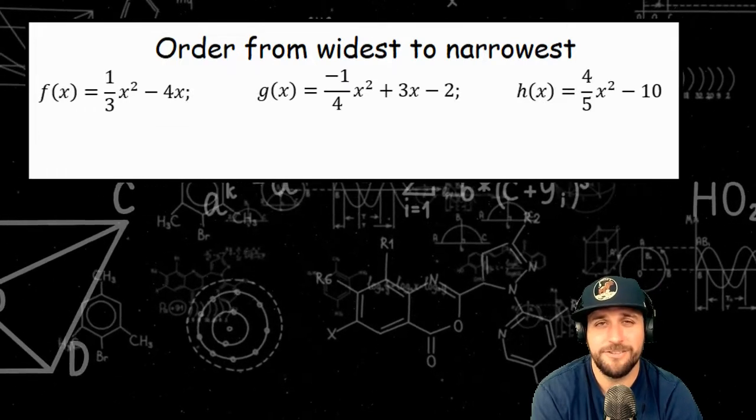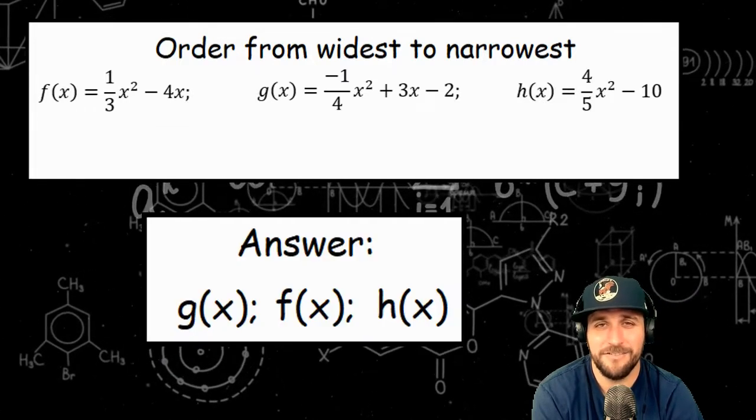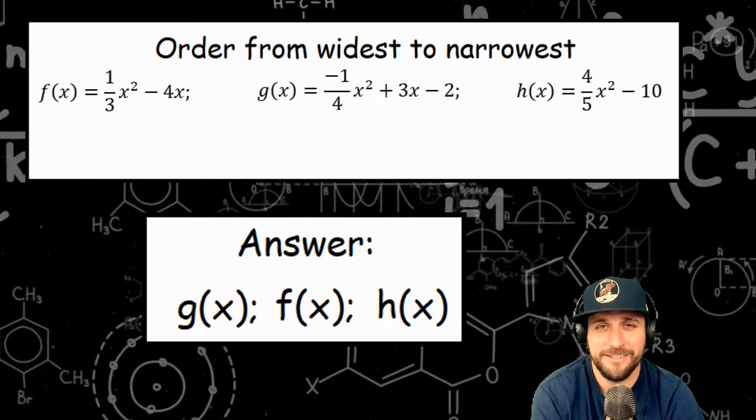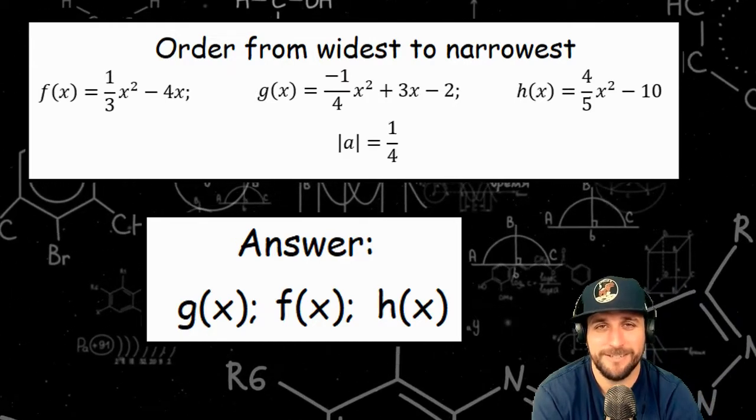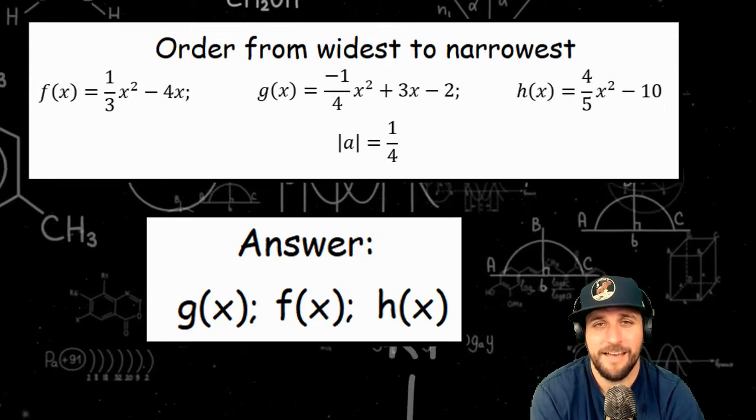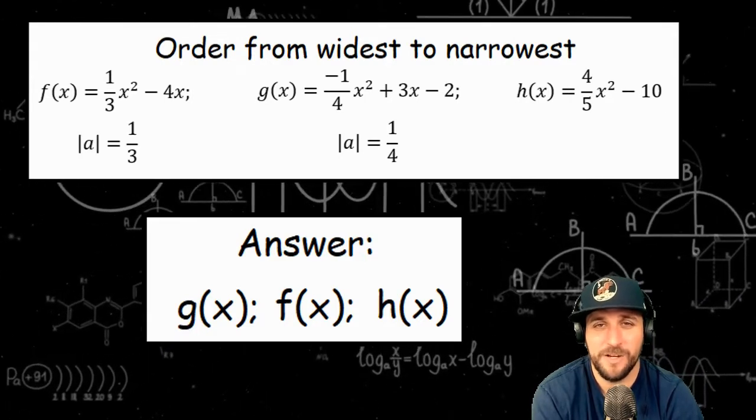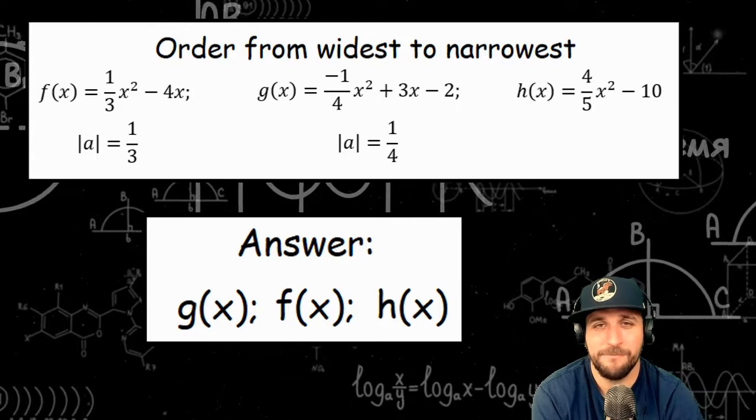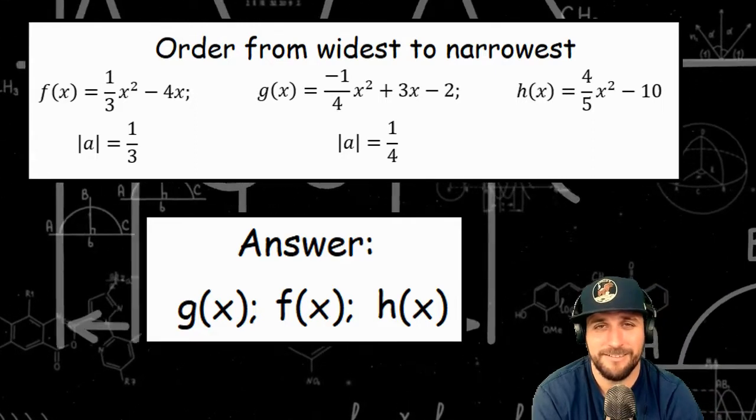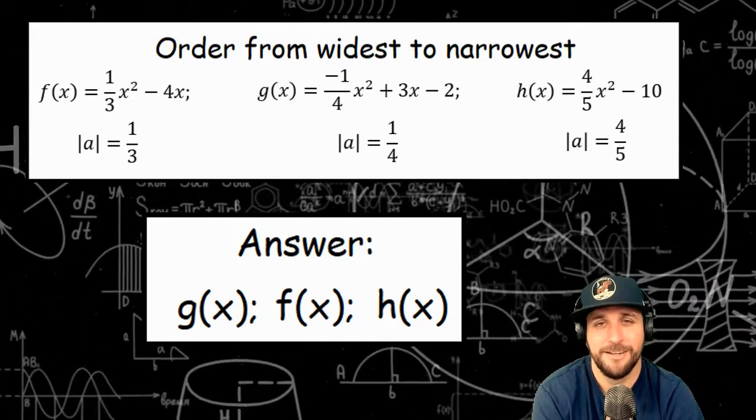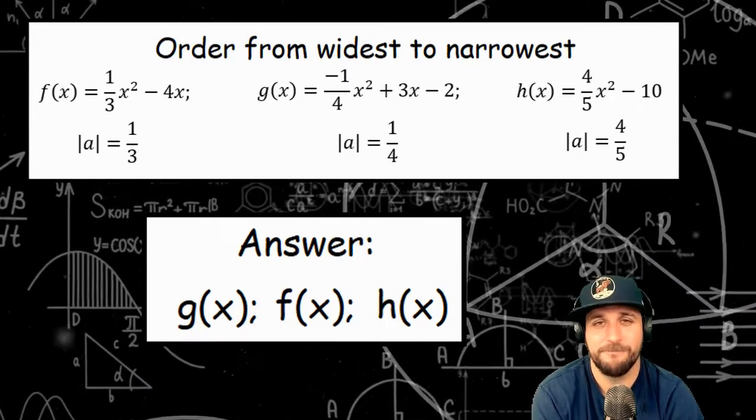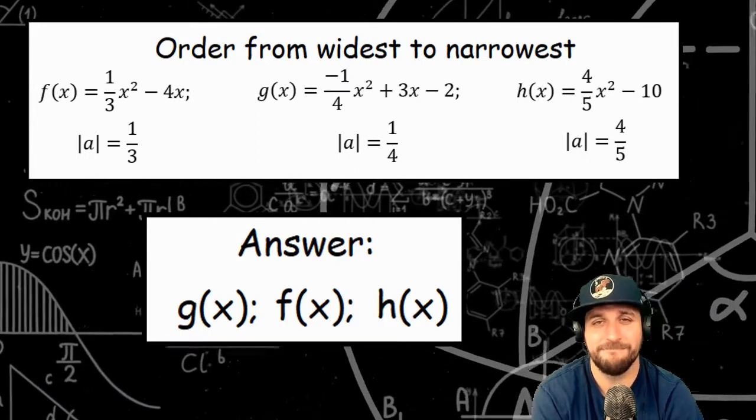Example 2 is g of x, f of x, h of x. G of x is my widest because the absolute value of a is 1/4, my smallest number. Next is f of x. Absolute value of a is 1/3, my next smallest number. And last is h of x. Absolute value of a is 4/5, my largest fraction. So that's the order: g of x, f of x, h of x.